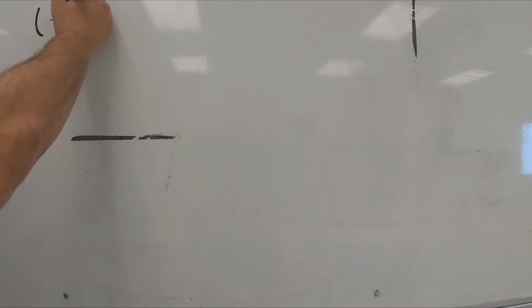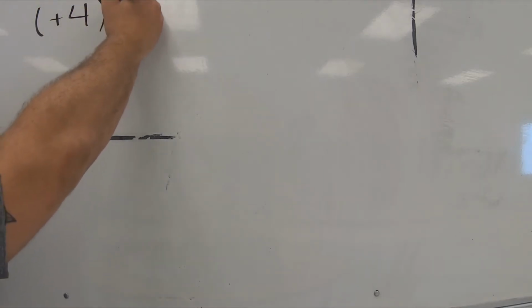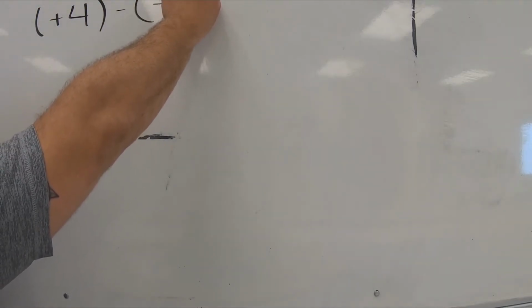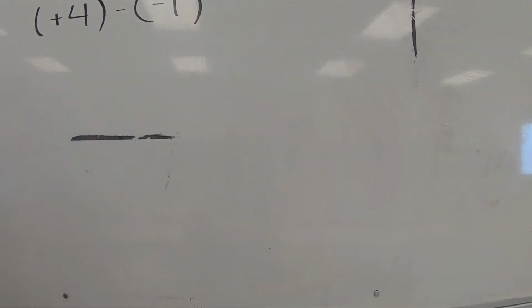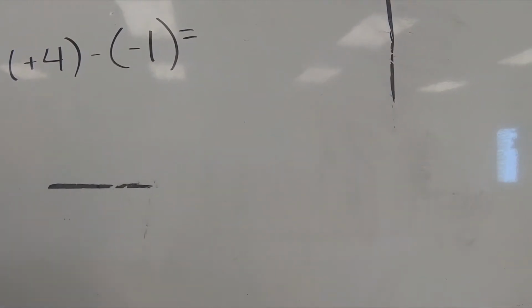Let's start with one that you're going to probably see in some of your questions here. Let's go with positive 4, take away negative 1. I'm working with easy numbers here because we're going to be modeling these. I apologize, I keep going out of frame. I'm working with a very small space here.